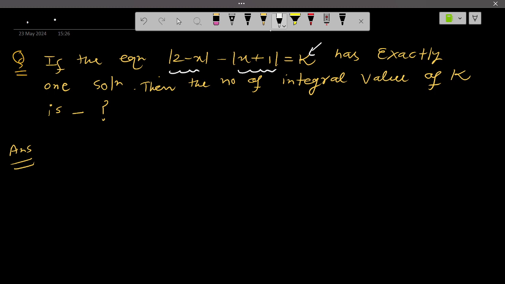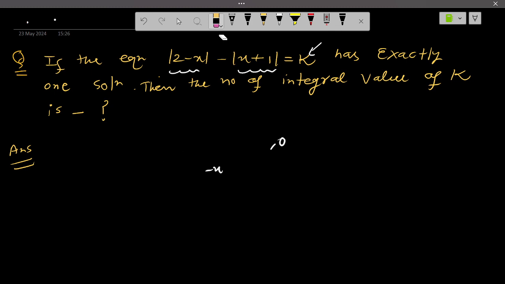Okay? So I'm sure you already know that modulus basically has two parts. Mod of x is x, and the other is minus x, with the condition. When it is positive, it is x. When it is negative, it is minus x, because minus of a negative number will become positive. The same thing I'm going to do here.